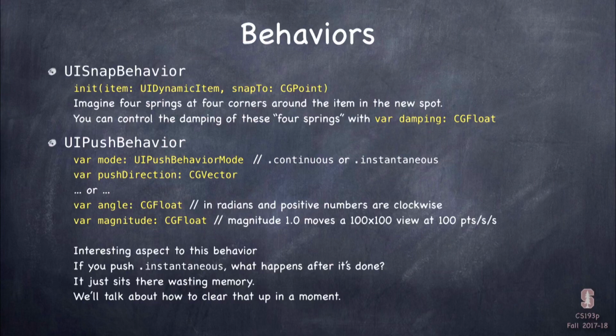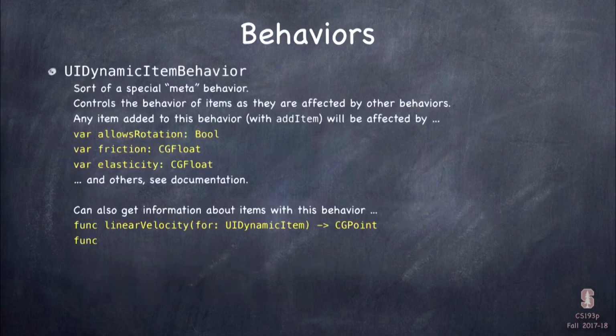And this is an interesting one. You can specify the angle and the magnitude of the push. The instantaneous one is kind of interesting because think about it. This is a behavior that's added to an animator, and this behavior only fires once if it's instantaneous. And then it's just sitting there doing nothing forever. So it's just kind of cruft. So it'd be nice if there was a way that we could add a push behavior and say, after you fired, please delete yourself because you've already done your work. I'm going to show you how to do that, but it's going to require me to teach you a little bit more about closures, which I'll do in a little bit.